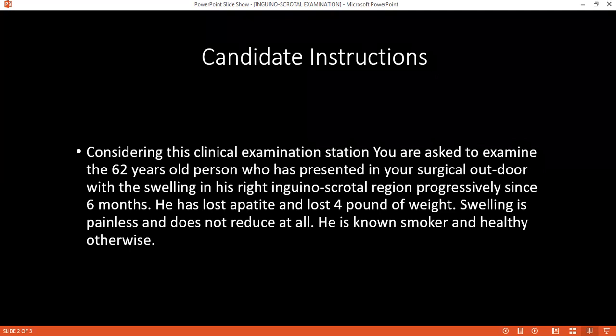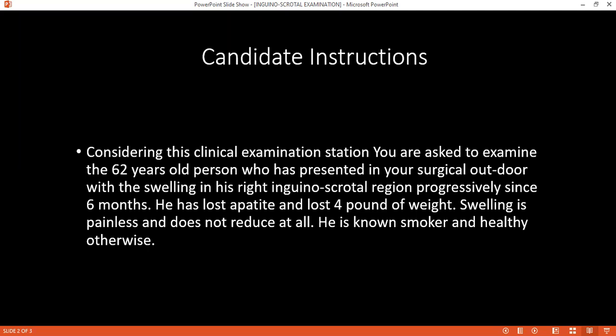Yes. So, I will wash my hands. I will introduce myself. I will confirm patient identity. Then I will take permission for the examination. Then after that, I will explain the procedure. Then I will ask whether the patient is in pain at the moment.